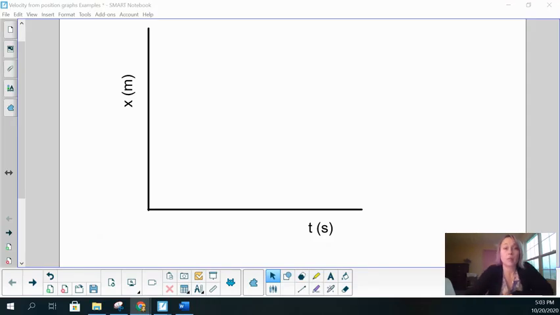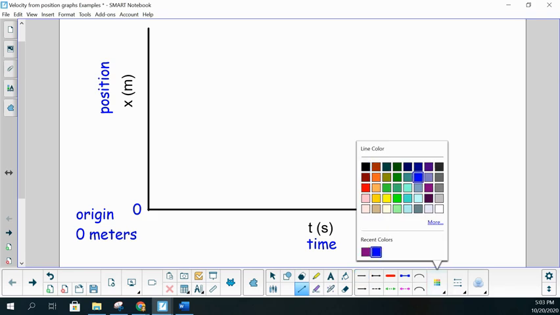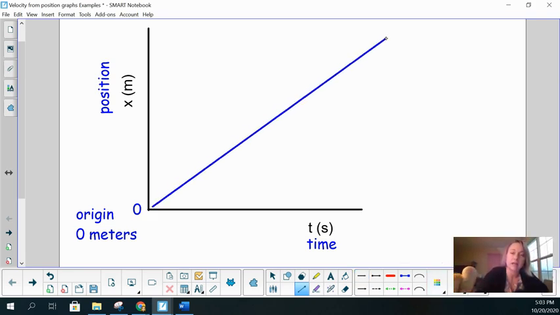A position graph has some important features. The x-axis is the time, which is typically measured in seconds, and the y-axis is measuring position, which actually is symbolized by the letter x. Remember, a position is a location or a distance from the origin, and remember, our origin is a position of 0 meters.